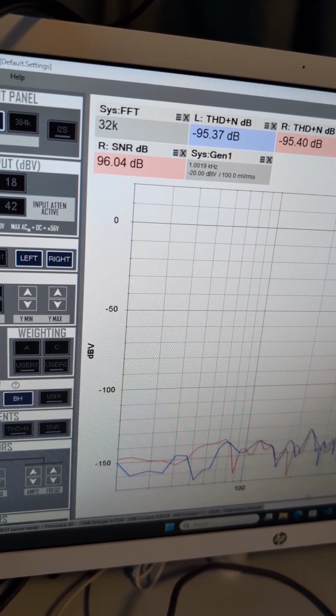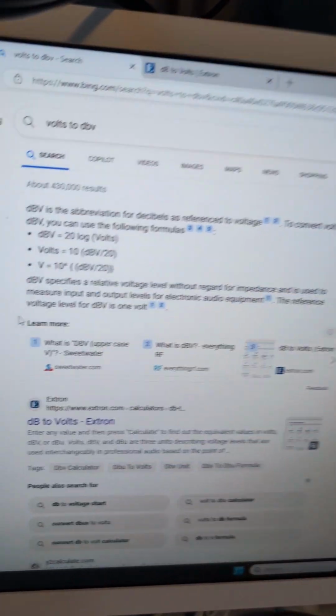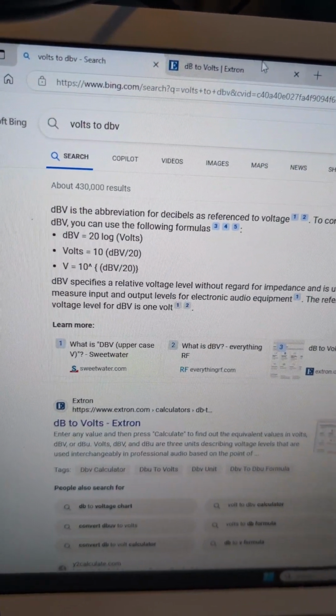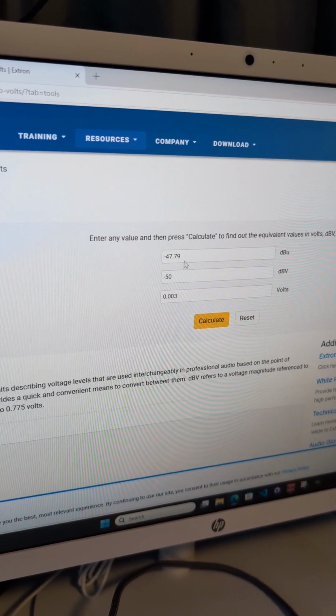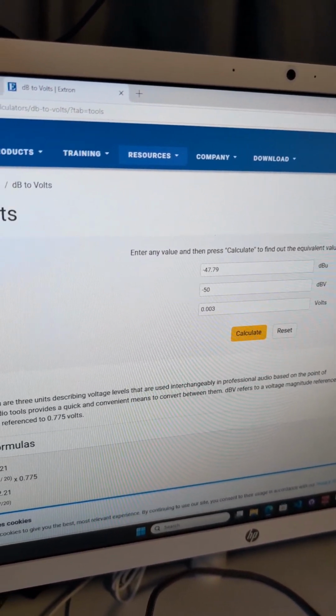If you want, there are two things you can reference. One is the actual formula here. The other are calculators where you can plug in a voltage or dBV and it'll do the calculations for you.